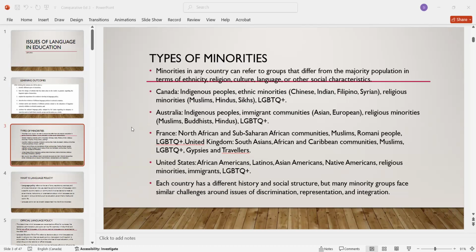So in Canada, indigenous people. Who are indigenous people? Who are the indigenous people in Sri Lanka?